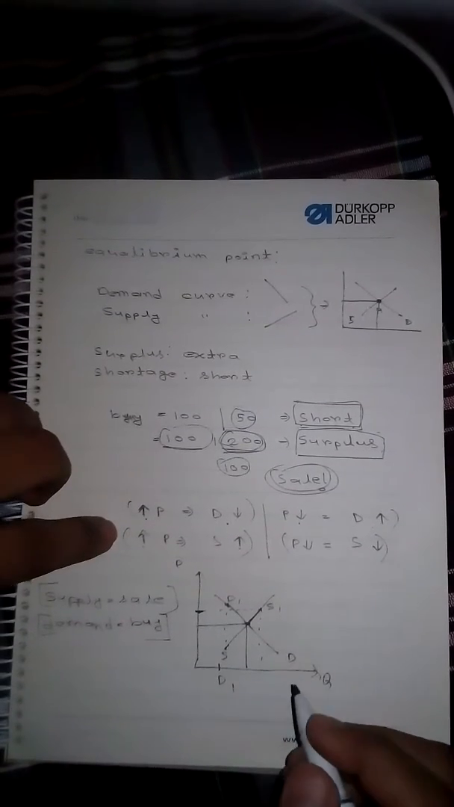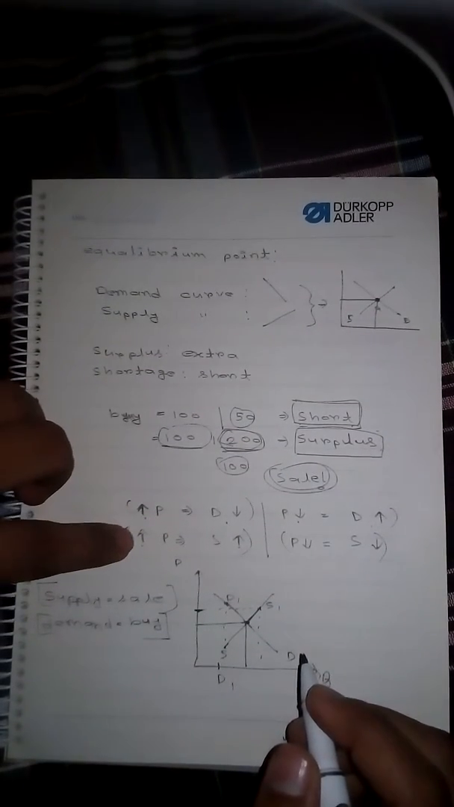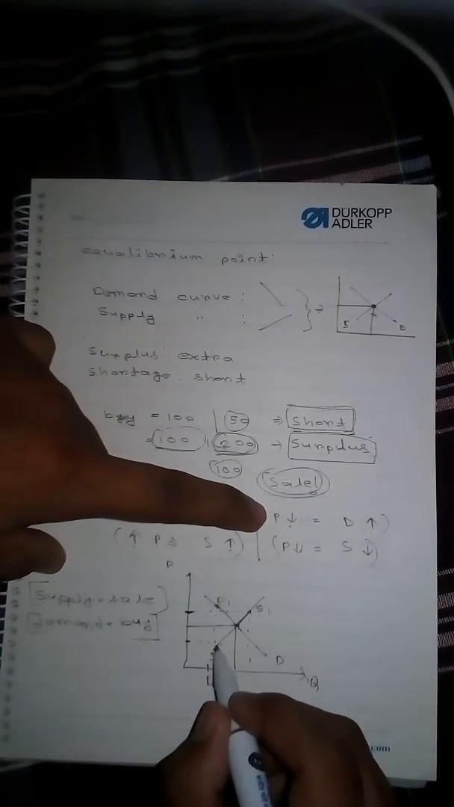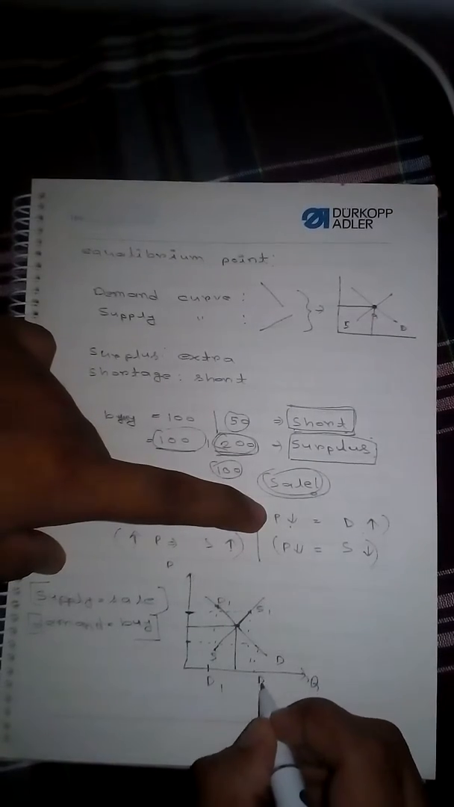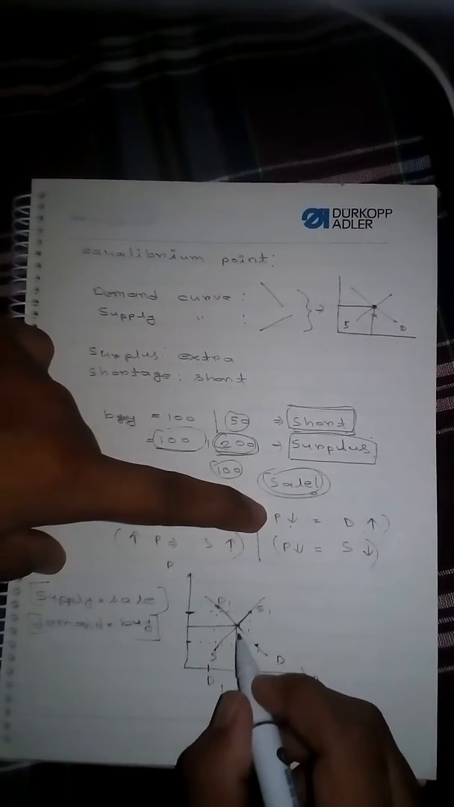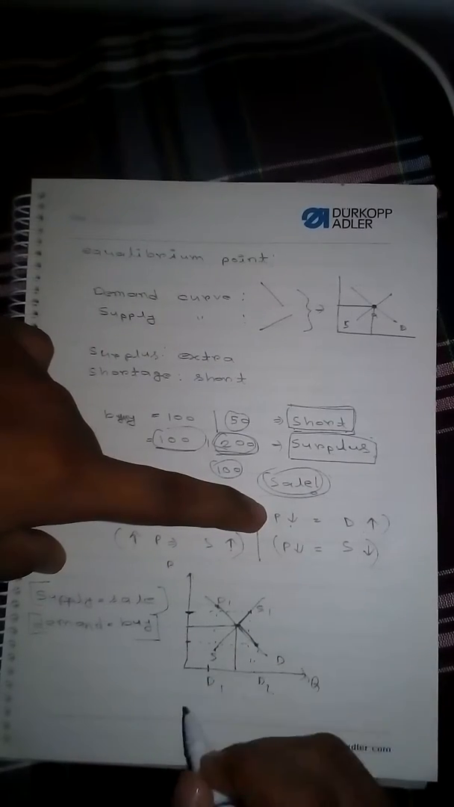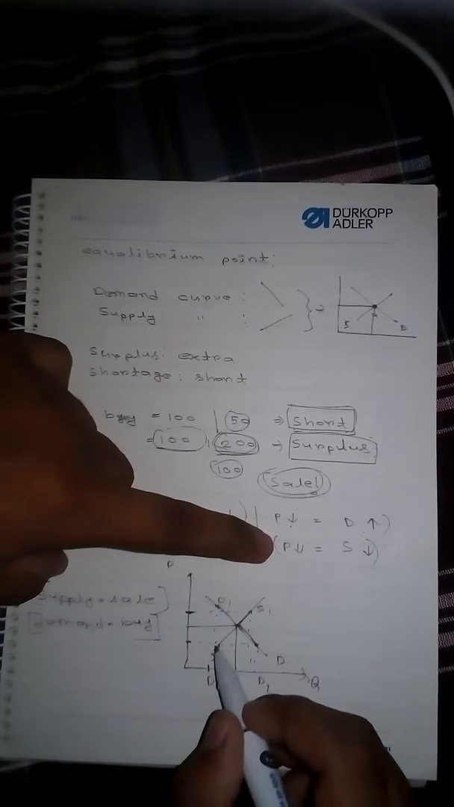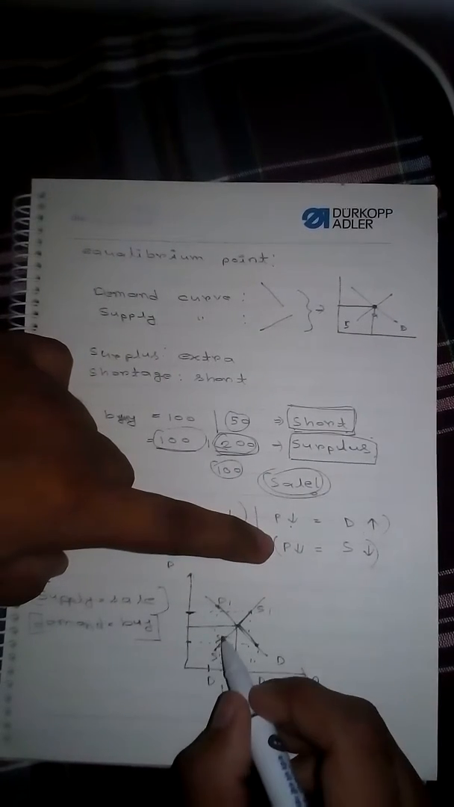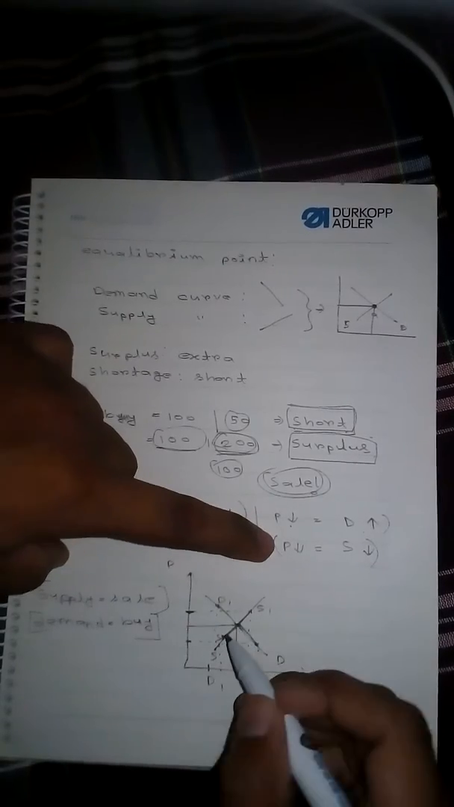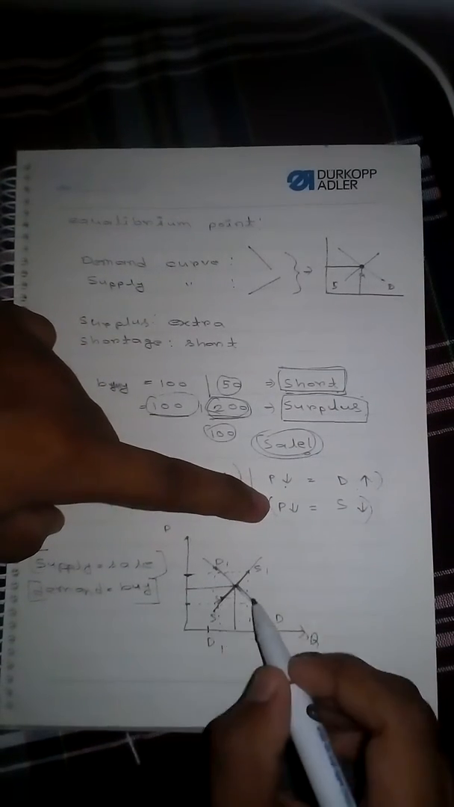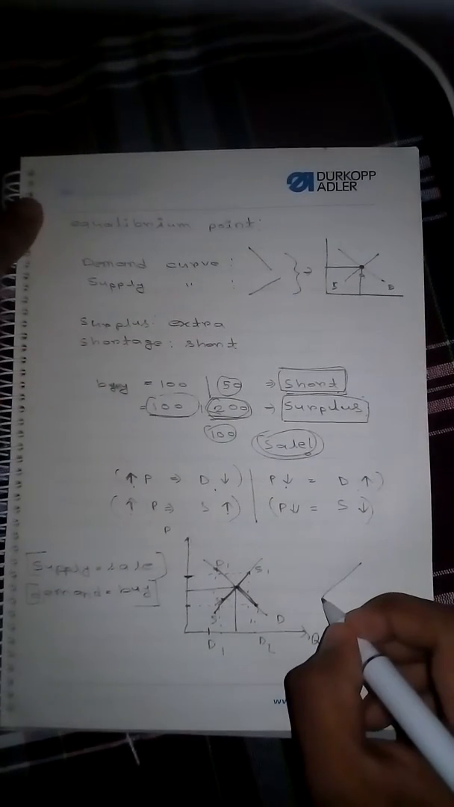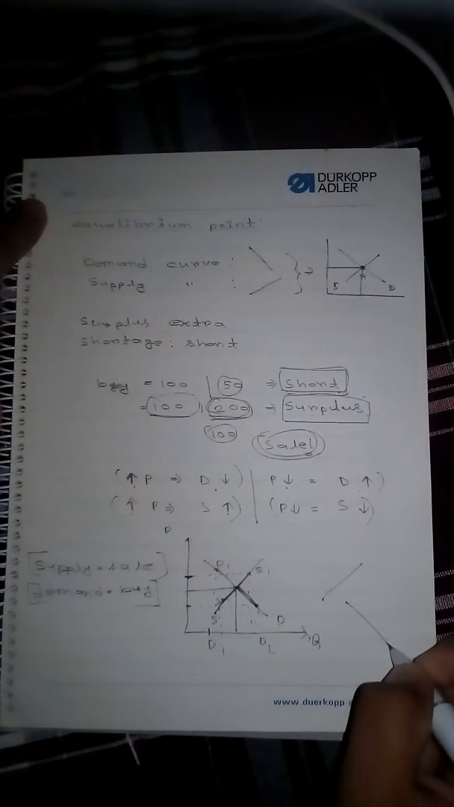And when the price goes low, the demand will go to this point, which is denoted as D2. This is the increasing of demand, and when the price decreases, the supply will decrease to S2. So this is the decreasing of supply and the increasing of demand. Supply goes from here to here and demand goes from here to here.